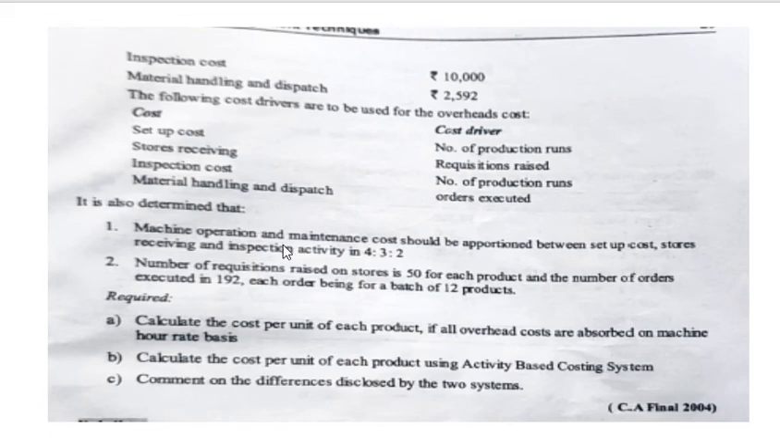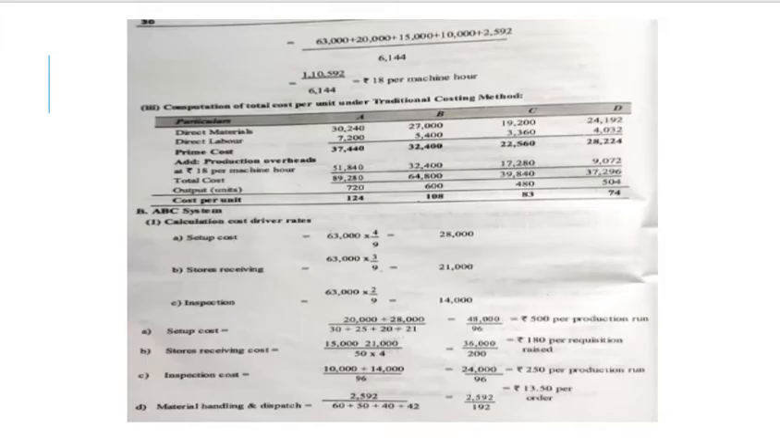So we will be distributing only to stores setup cost, stores receiving and inspection. So now let us distribute the machine operating expenses here. The total machine operating cost was 63,000, to be divided in the ratio 4:3:2. So 4 plus 3 plus 2 gives you 9.